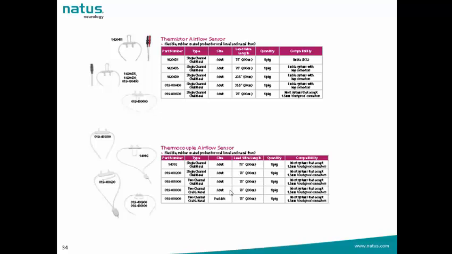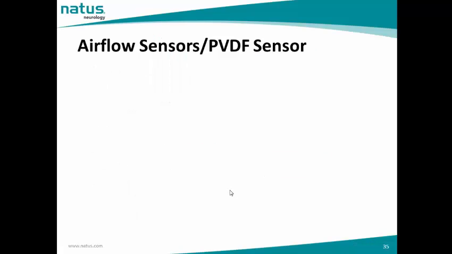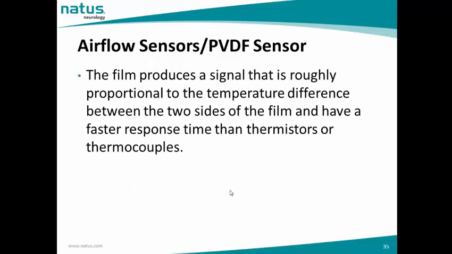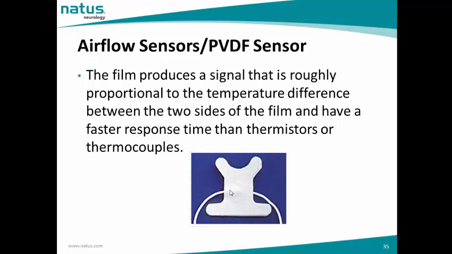This slide shows you the different available thermistor and thermocouple sensors. PVDF sensor is a film that produces a signal that is roughly proportional to the temperature difference between the two sides of the film and has a faster response time than thermistors or thermocouples.